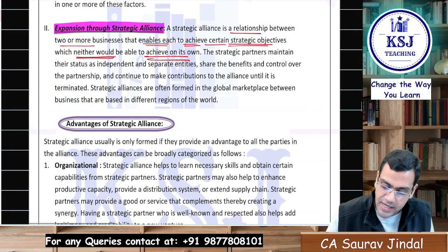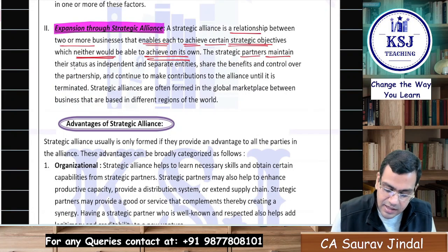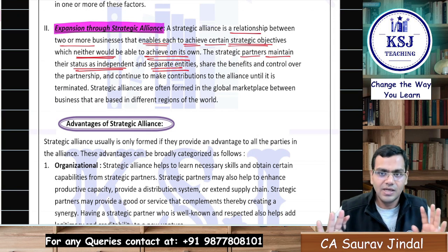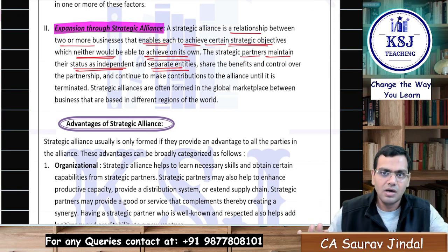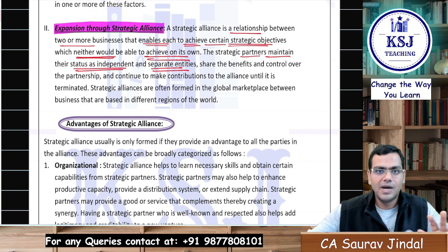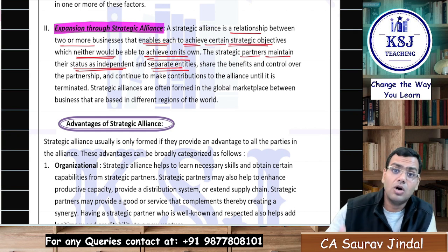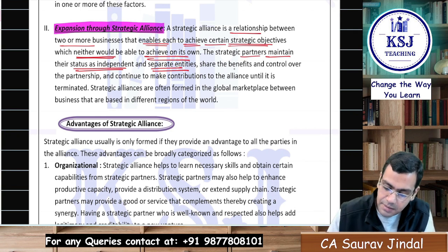The strategic partners maintain their status as independent and separate entities. The Congress remains Congress, Aam Aadmi Party remains Aam Aadmi Party. They are not going to rename it, but they join hands for a particular objective. They share the benefits and control over the partnership and continue to make contributions to the alliance until it is terminated.